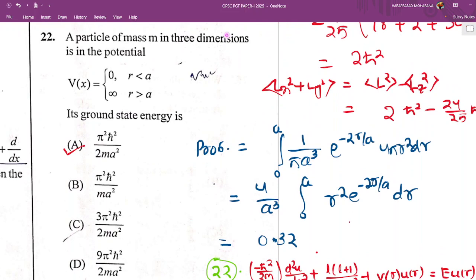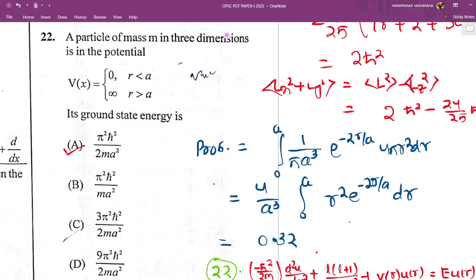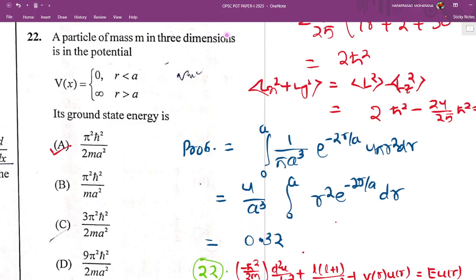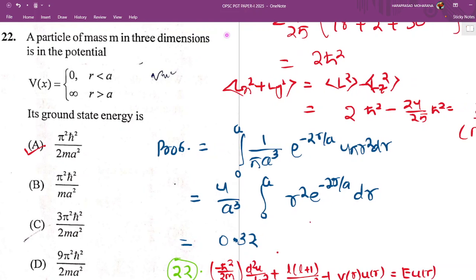In the next question, we have a particle of mass m in three dimensions in a potential. The potential is given: when r is less than a, it is 0. One more thing is given: its ground state energy is pi h cross square divided by 2m a square. So you have to calculate this, and then you can get the answer. Let's calculate this.